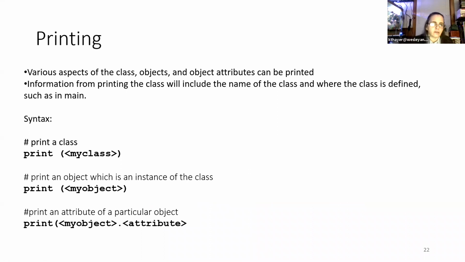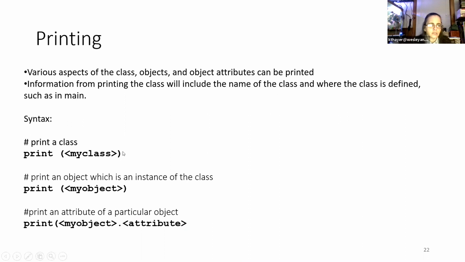Suppose you want to print it. Well, that's something reasonable you might want to do. Various aspects of the class, objects, and object attributes can be printed. Information from printing the class will include the name of the class and where the class is defined, such as in the main. So here's the syntax. Suppose you want to print the class, so you would do print and my class.